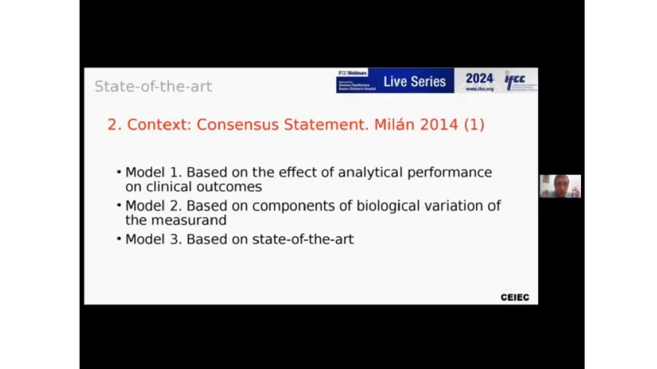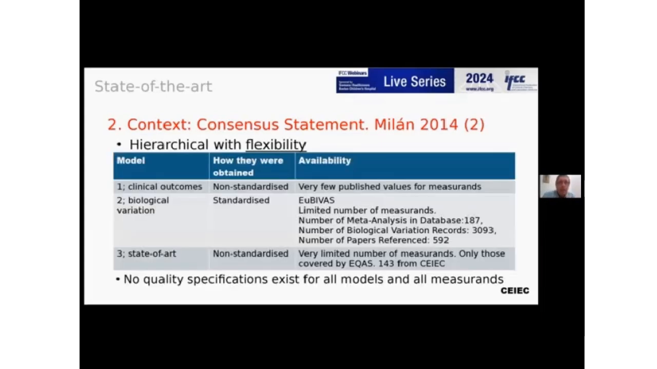For the state-of-the-art, there is a limited number of measurements, and the main limitation is that they can only be covered by those measurements controlled within the historical quality evaluation programs. For example, in our case, we have worked with 143 measurements. Finally, it is worth mentioning that there are no quality specifications for all and each of the methods, nor for all measurements. There will always be measurements for which it will not be possible to obtain any type of specification.